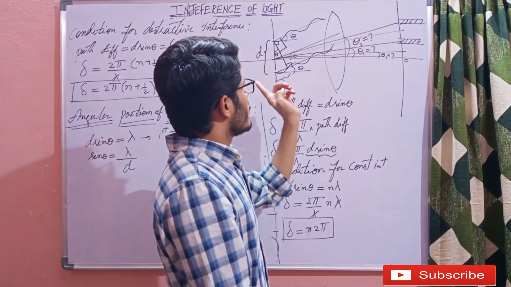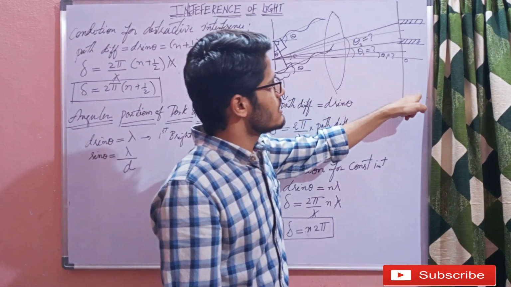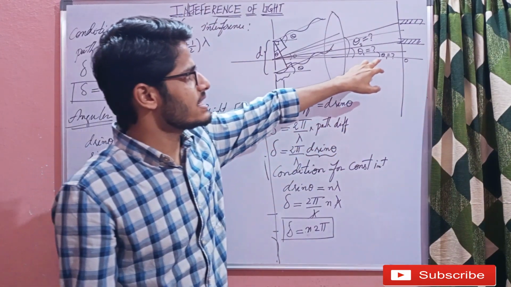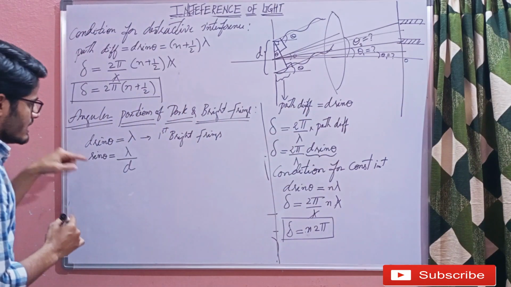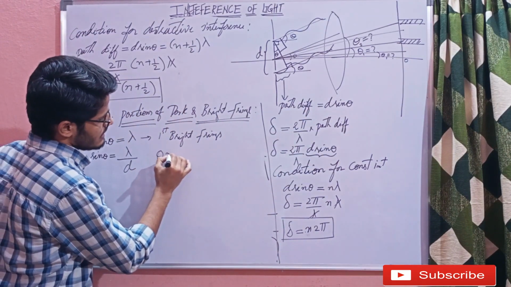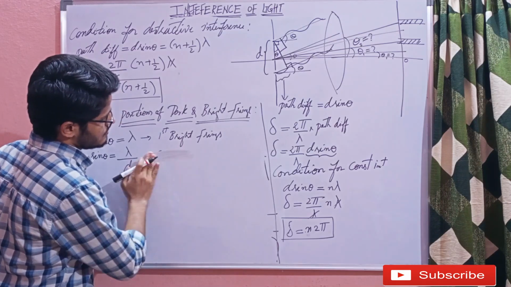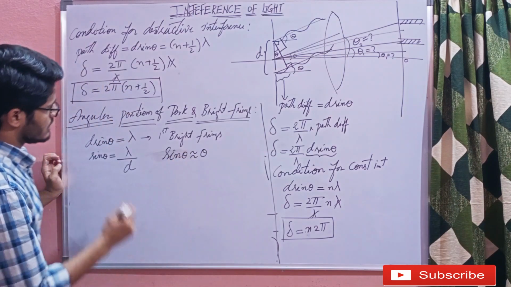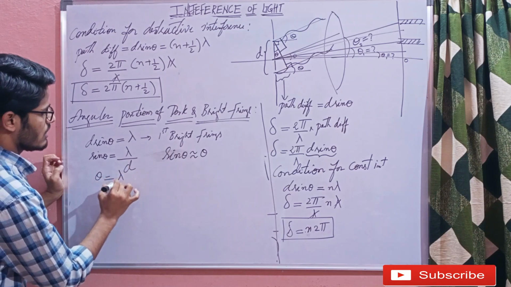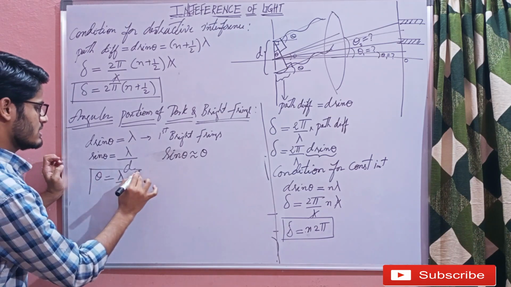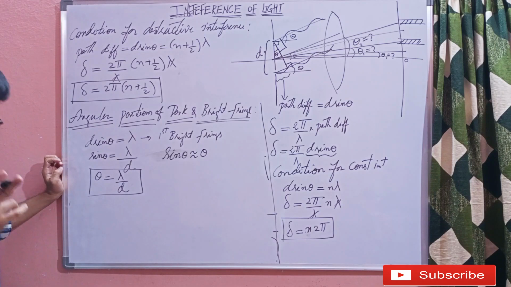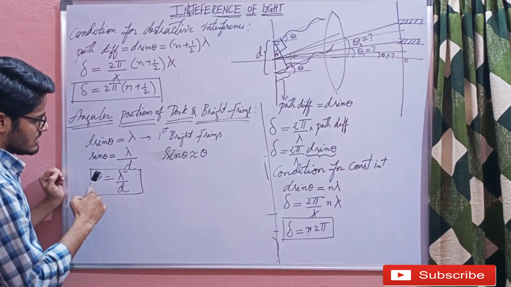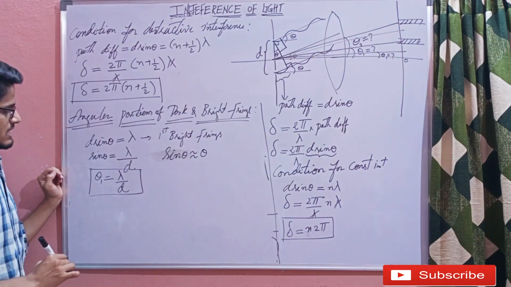That's why in this experiment the slit and the screen have a bigger distance between them, so theta is going to be small. And we know that when theta is small, sine theta can be approximated to theta. So theta is equal to lambda by d. This is the angular position for the first bright fringe. Because it is for the first, I'll write it as theta 1.